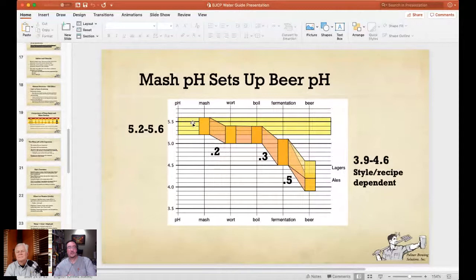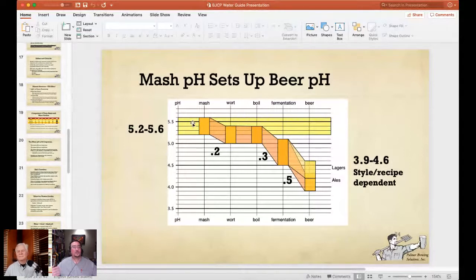Typically, you'll see a drop of about 0.2 pH units during the mash. Sometimes it's 0.1, sometimes it may be 0.3, typically 0.2. Now, at the end of the mash, we go to the boil. During the boil, we're seeing protein coagulation. We're adding hops, which are alpha acids. We're boiling off water, which is changing the concentration of those buffering compounds. Typically, we see a further reduction of about 0.3 in pH during the boil. And so that's here. Now we go into fermentation.